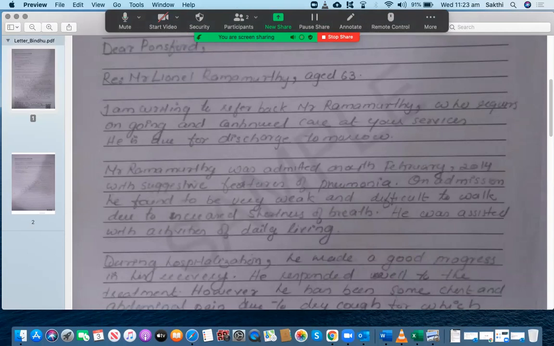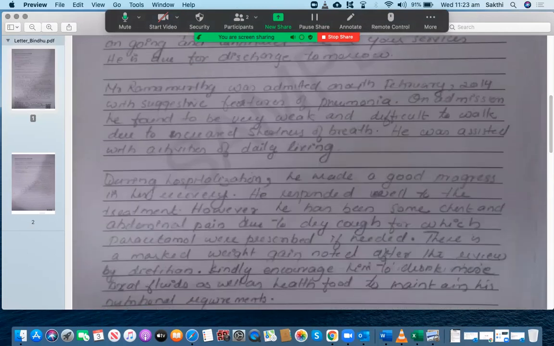At your services, due for discharge tomorrow. Okay, good. That's fine. Let's go to the next paragraph. Mr. Ramamurthy was admitted on, what is it? Is that 9th or fourth? Supposedly it is fourth. Okay. Fourth.